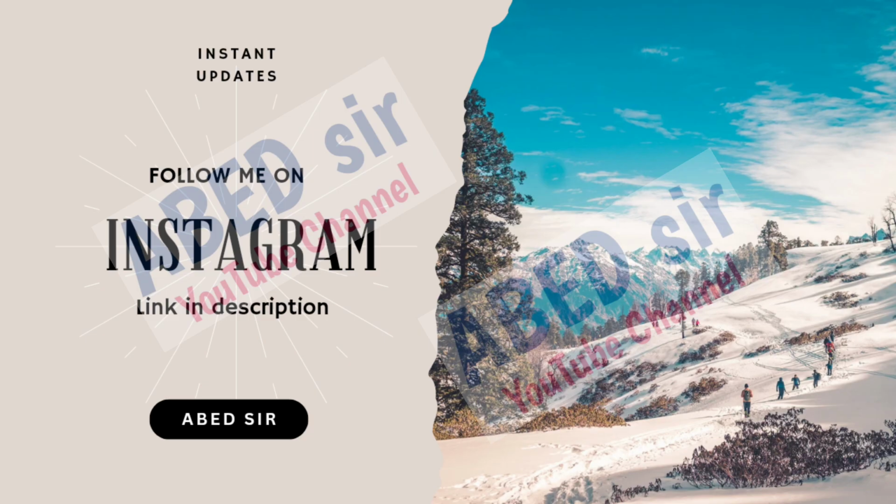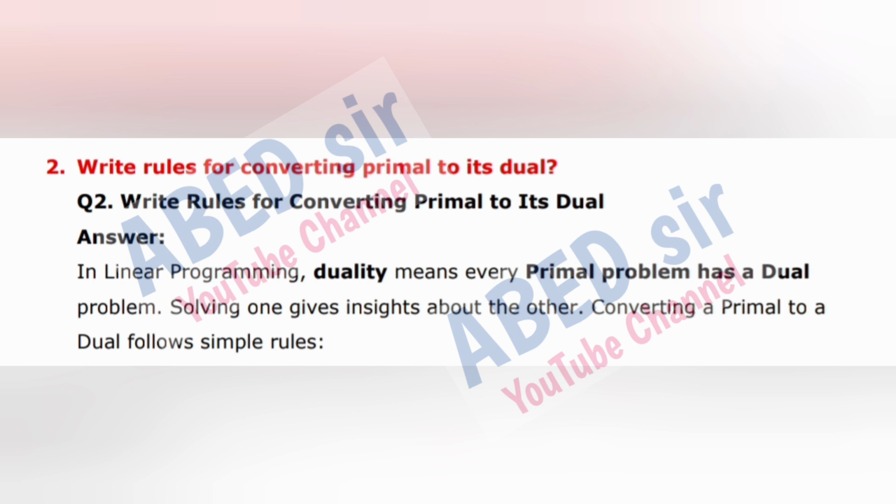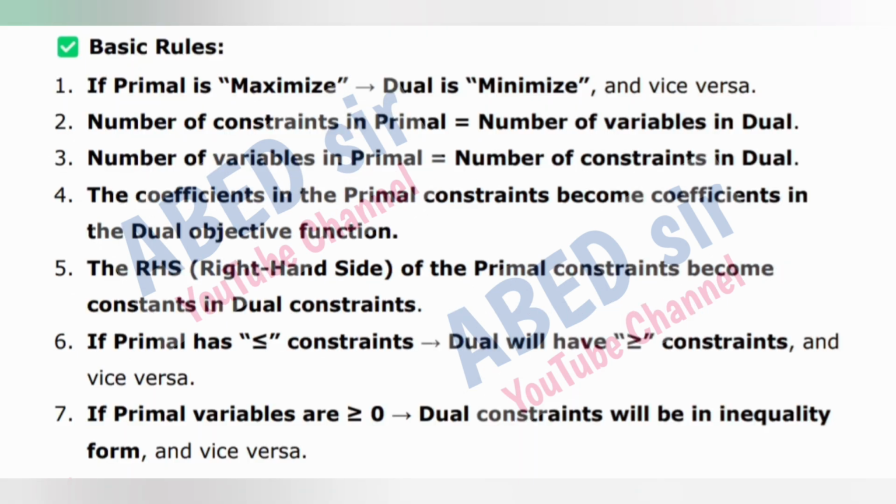Next important short question is: 2. Write rules for converting primal to its dual. Answer: in linear programming, duality means every primal problem has a dual problem. Solving one gives insights about the other. Converting a primal to a dual follows simple rules. Basic rules: 1. If primal is maximize, dual is minimize, and vice versa.